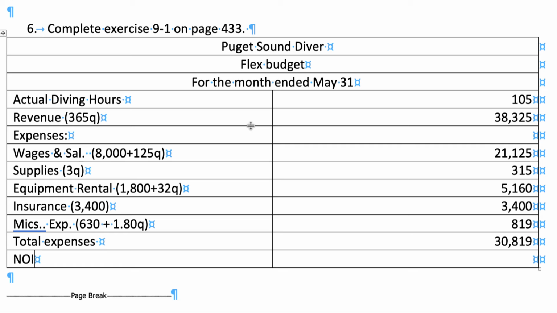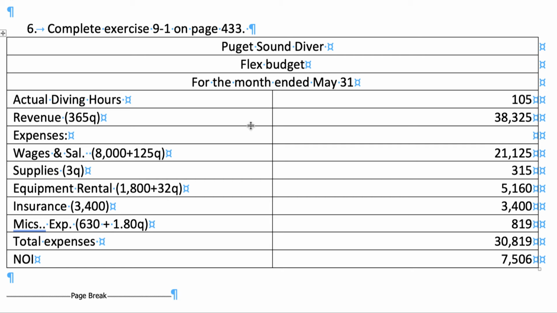That's our net operating income. Well, to figure that out, we take the revenue of $38,325 and we subtract our total expenses, $30,819. We end up with $7,506. Okay.